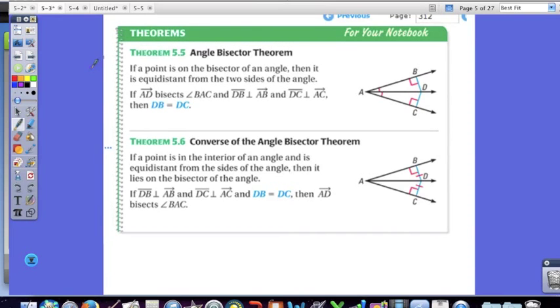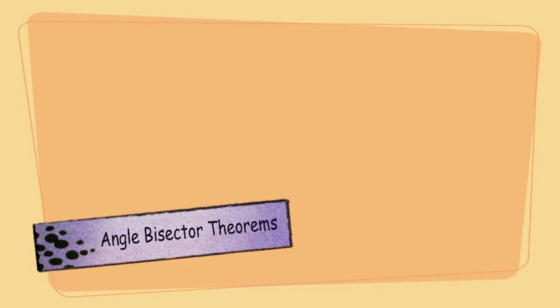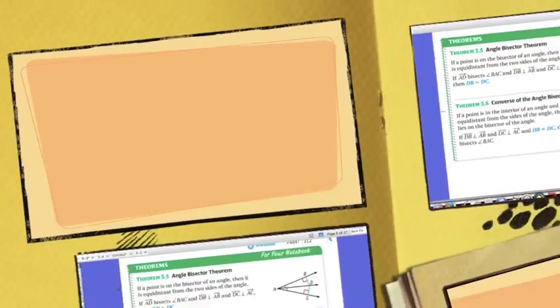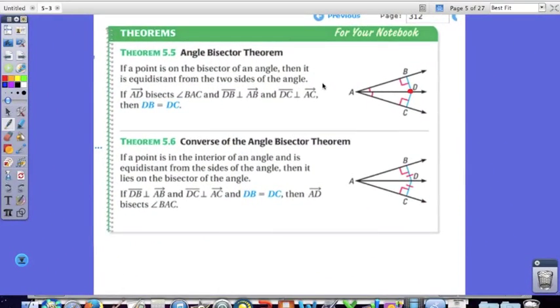So we have two theorems. We now have two theorems that we're going to learn about. The first one is the angle bisector theorem.